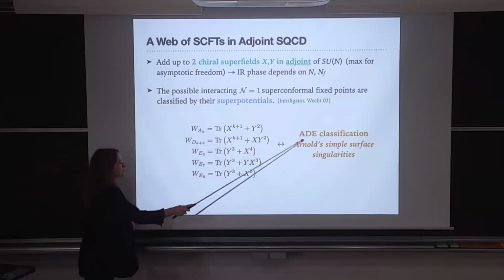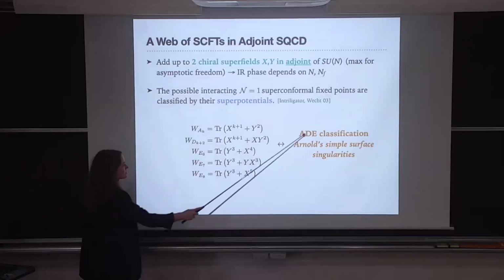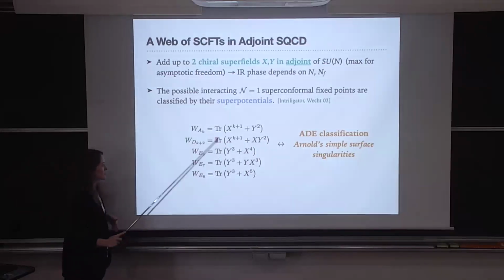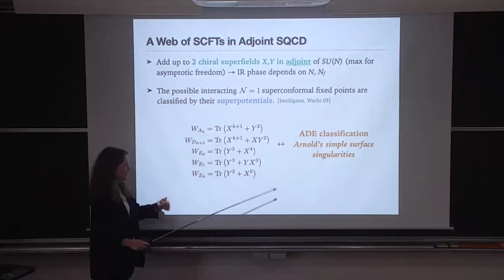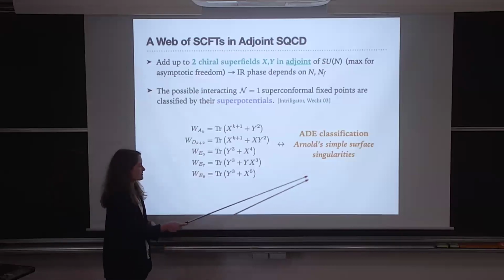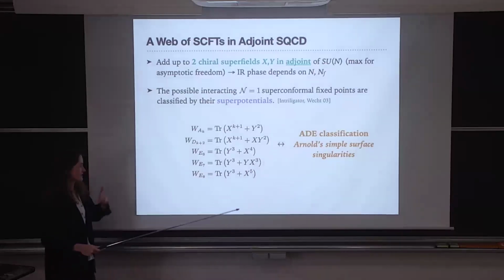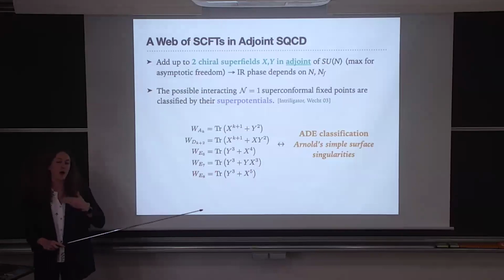Interestingly, this list follows an ADE classification. ADE classifications come up all over the place in physics. Here you can see it's an ADE classification because these superpotentials, which I've labeled by their ADE label, are precisely the form of Arnold's simple surface singularities, which of course are in correspondence with the simply laced Lie diagrams. That's where the ADE comes from. But interestingly, just as a side note, in this case it's still not well understood why these fixed points are classified by ADE.